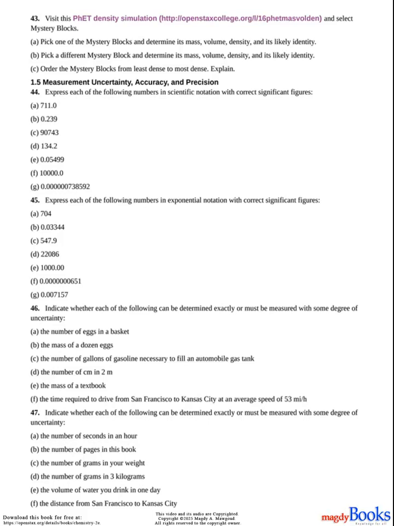A. Pick one of the mystery blocks and determine its mass, volume, density, and its likely identity. B. Pick a different mystery block and determine its mass, volume, density, and its likely identity. C. Order the mystery blocks from least dense to most dense. Explain.